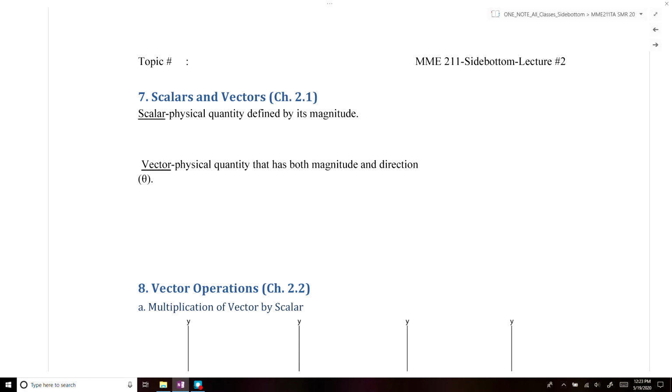So a scalar is a physical quantity defined by its magnitude. Some examples of scalars are time, temperature, length, and mass. Okay. Vector quantities are physical quantities that have both magnitude and direction. In two dimensions, the direction will typically be defined using an angle, such as the angle theta.